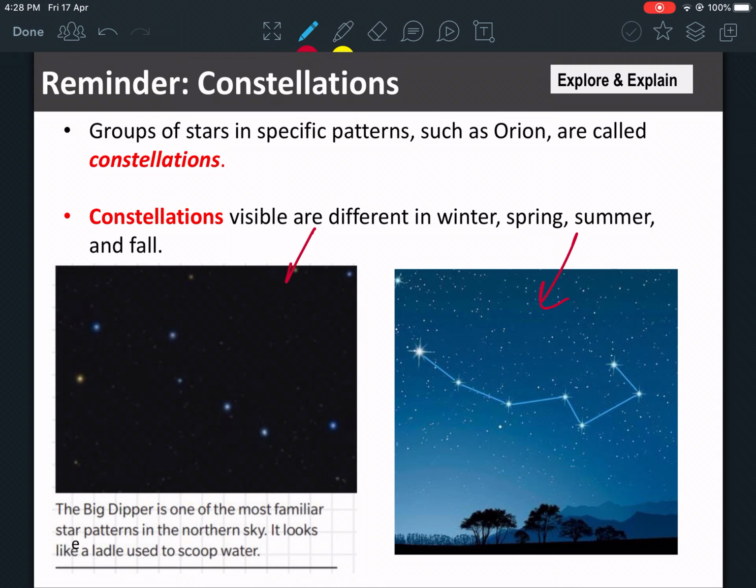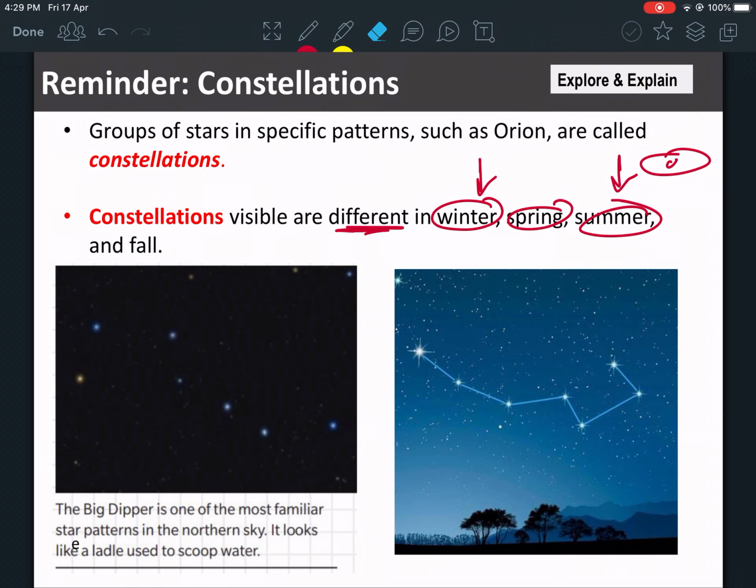Okay, and it's also here in the same way, but because the Earth moves and rotates, sometimes it's this way, sometimes it's that way. You can see it this way or that way, depending on where you are on Earth and what day it is during the year. So they're visible in winter, spring, summer, and fall, but they're different in these three. What you see in winter is not the same as what you see in summer, because the Earth moves and orbits around the sun. All right, so that's the first thing.